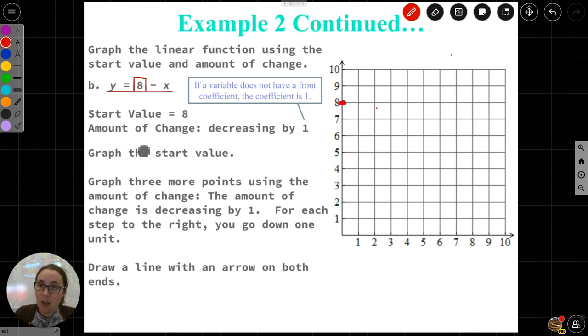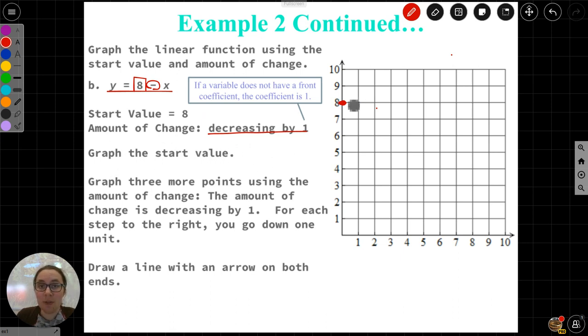All right. Now, amount of change: we're decreasing by 1 because we have a minus, which shows decreasing, and we don't have a variable. If we don't have a front coefficient, a number in front of our x, that coefficient is just 1. So we're decreasing by 1 each time.